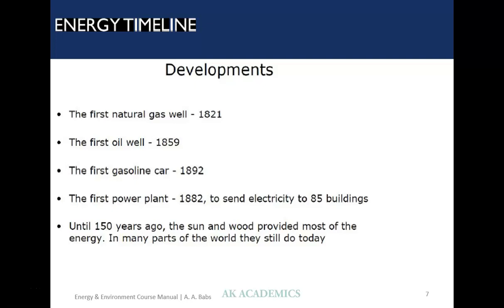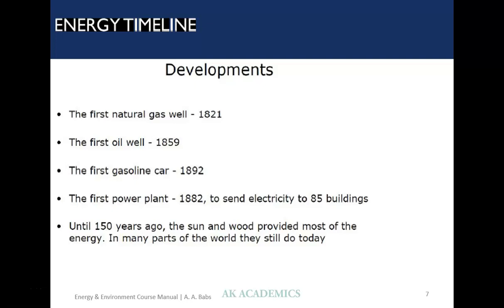The first natural gas well was built or developed in 1821. The first oil well was developed and built in 1859, several years and decades ago. The first gasoline car was developed in 1892. The first power plant was developed in 1882, and it was used to send electricity to just 85 buildings.